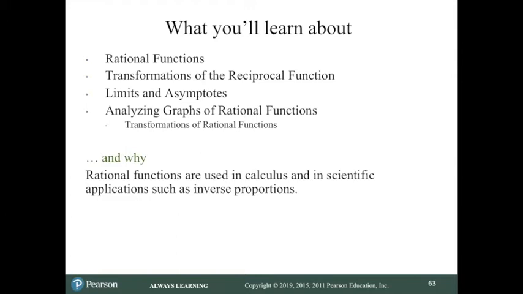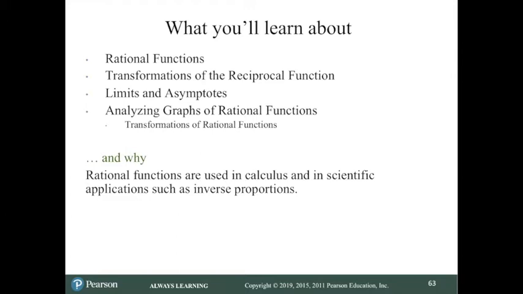And why is this important? Well, rational functions are used in calculus and in scientific applications, such as inverse proportions, when you have to divide something instead of something being equal to something multiplied. So for example, when we add, subtract, or multiply polynomials, we end up with another polynomial. But when we divide polynomials, we end up with a rational function.